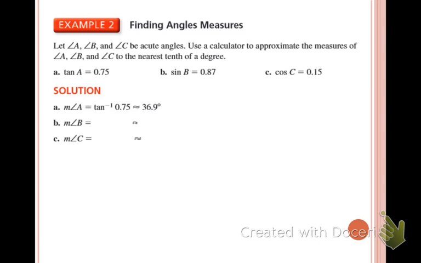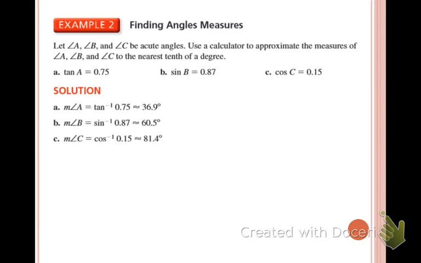Letter B says sine of B equals 0.87. To get B by itself, you need to get rid of sine. So you need to use the opposite of sine, which would look like sine to the negative 1. So you'll hit shift, sine, and then 0.87. What do we get? You don't write tangent or sine again, you just write the answer. 60.5 is what you get. And the last is cosine of C. The opposite of cosine will be the inverse, cosine to the negative 1. Shift, cosine, 0.15. And you get 81.4 degrees.